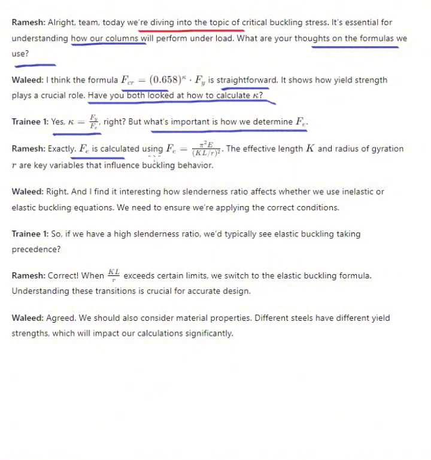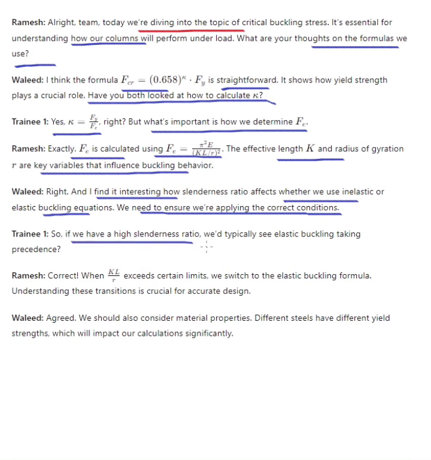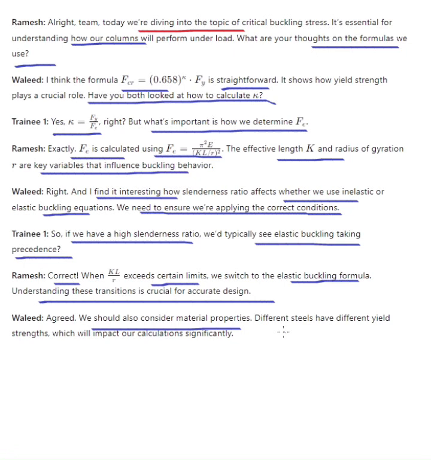Fe is calculated using the slenderness ratio. Various key variables influence buckling behavior. Right, and I find it interesting how the slenderness ratio affects whether we use inelastic or elastic buckling equations. We need to ensure that we are applying correct conditions. So if you have a high slenderness ratio, we typically see elastic buckling taking precedence, right? Yeah, correct. When KL by r exceeds certain limits, we switch to the elastic buckling formula. Understanding this transition is crucial for accurate design. Agreed. We should also consider material properties. Different steels have different yield strengths, which will impact our calculations significantly.